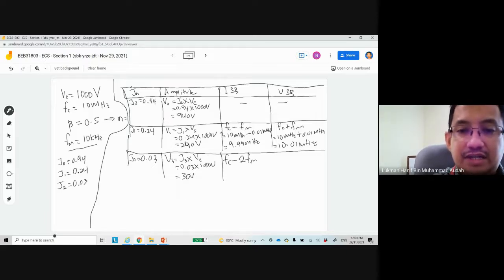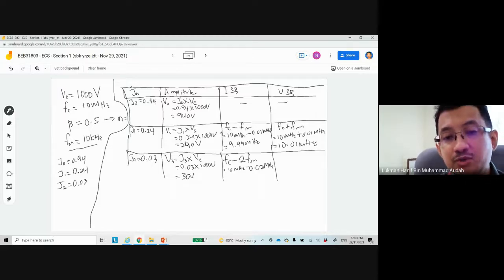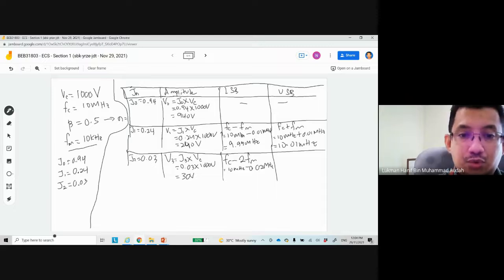Ini adalah sideband yang kedua. So maknanya dia bersamaan dengan 10 mega minus 0.02 megahertz. 0.01 darab 2 so 0.02. So this is 9.98.